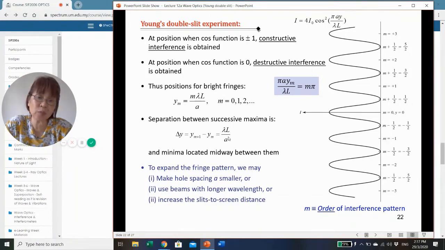If you look at this expression, if you want the fringes to be wider apart, we can put the screen further away, or we can use a wavelength towards the longer wavelength range, so instead of blue light we use red light, or we can make the slit separation smaller.